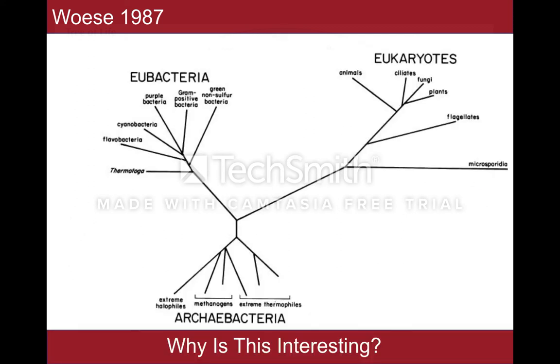So then the rest of the paper is about why this is interesting. Why is it interesting that there are three groups rather than two? What can we learn by looking at the features of these groups and say about the evolution of life on this planet?